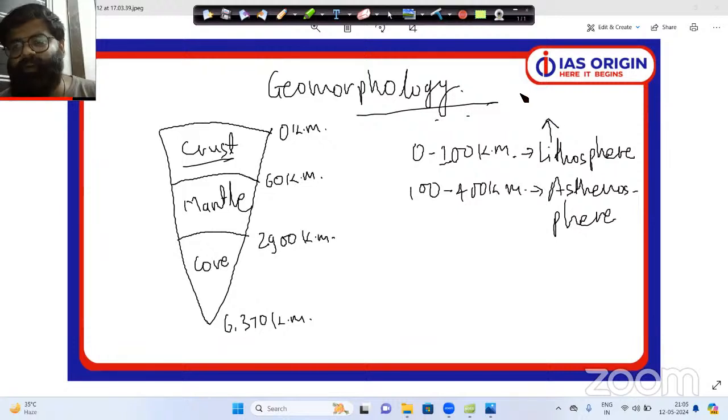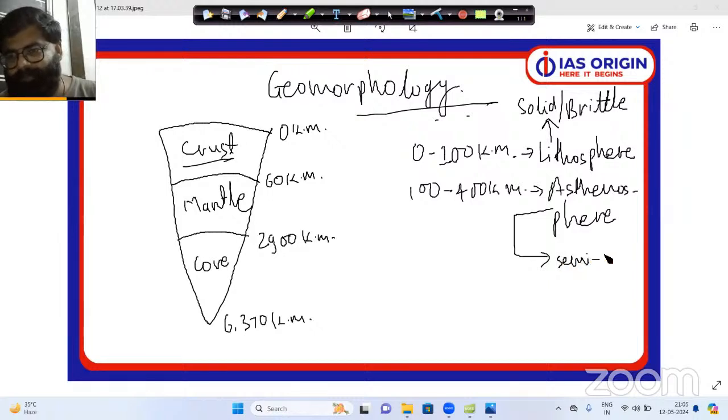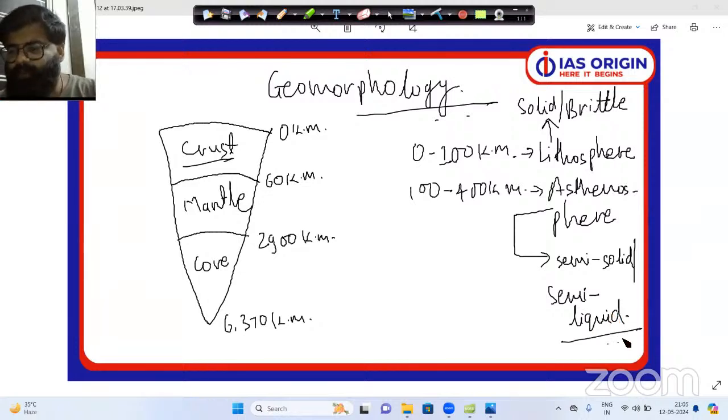Now, please try to understand this point. The lithosphere, that is 0 to 100 kilometer, is completely solid and completely brittle. And this asthenosphere is what we know as semi-solid or semi-liquid. Now, what do you mean by semi-solid and semi-liquid? You need to imagine any kind of material at your place which is not solid and not liquid, somewhere in between. For example, toothpaste, or any gel, or grease which we use in automobiles.